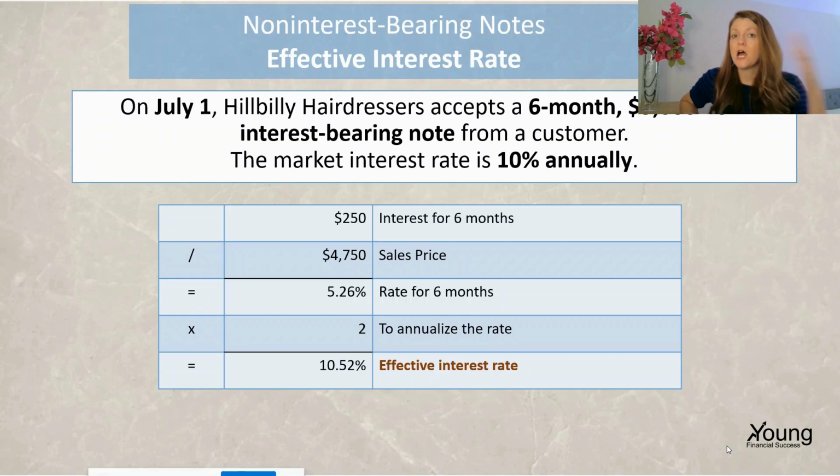So when they say it's non-interest bearing, they're actually charging even higher interest rate than what you would have gotten in the market, because they're not even lending you as much money or whatever it is that you're buying as what they are charging you. So you see, we were using 10%, but because they weren't actually selling you something for $5,000, they're only selling you it for $4,750. The effective interest rate is 10.52%. So they really were sneaky, or we really were sneaky for doing Hillbilly Hairdressers accounting.